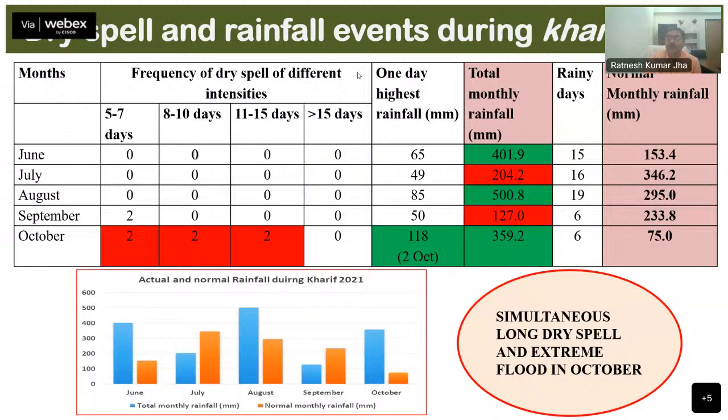Dry spells and rainfall during the kharif, in this October. As I said in earlier slides, marginal rainfall is not there from the last few years. But here, in this tour, see, there was 359 millimeter of rainfall as against 75 millimeter of normal rainfall, and that too in only 6 rainy days. So most of the crops were affected abnormally during the rainy season.